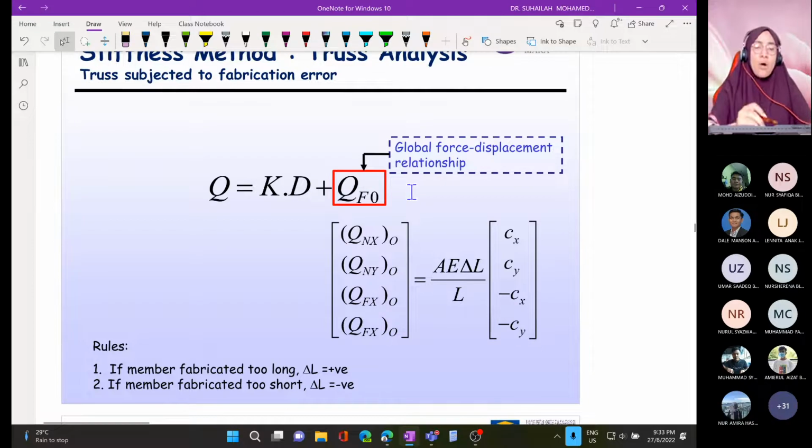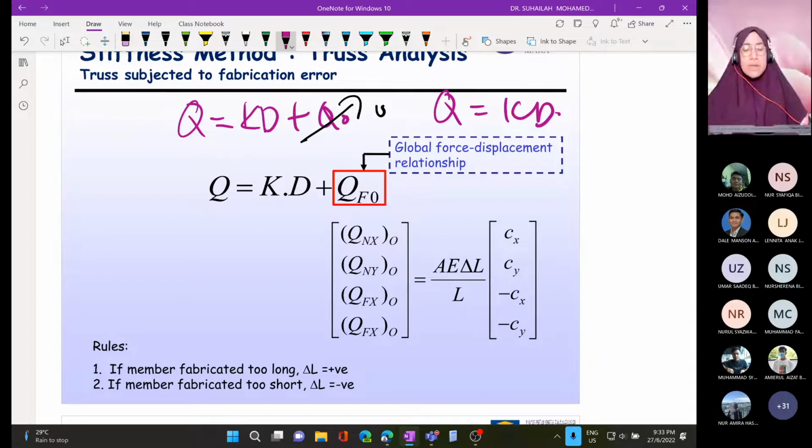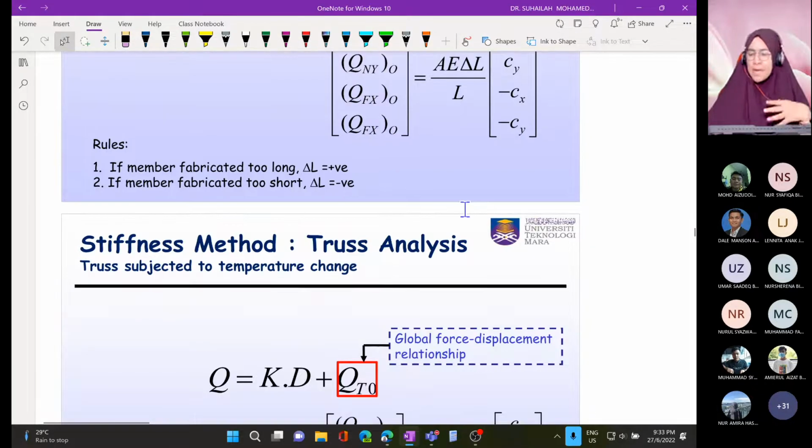So the original equation is Q equals KD plus Q0. This is the original. But when there is no effect, this becomes 0. So that's why we only consider Q equal to KD, like what we have done just now. This one I want to postpone first because I don't want to confuse you yet. Look at the basic first because I want to compare with the beam before we move into frame.